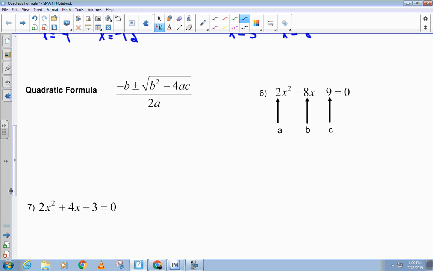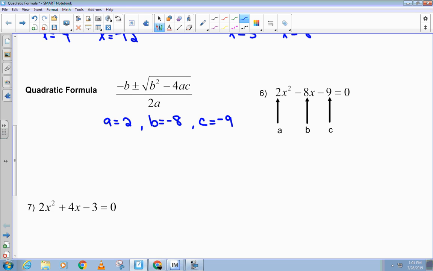It's in standard form, and I can identify my A, my B, and my C. So in this case, my A is 2, my B is negative 8, and my C is negative 9. Okay? And I have to go and plug it into my quadratic formula. Okay? So if it says negative B, that means it's the opposite sign. So it's like a negative 1 and 1.